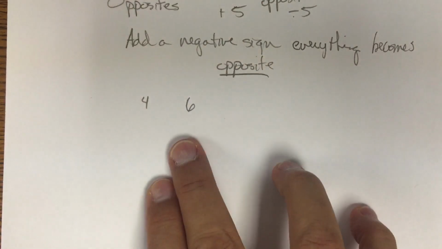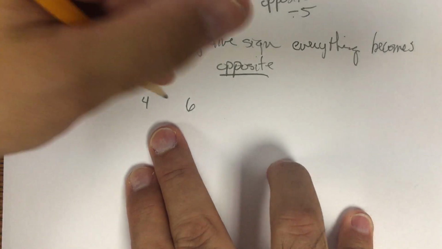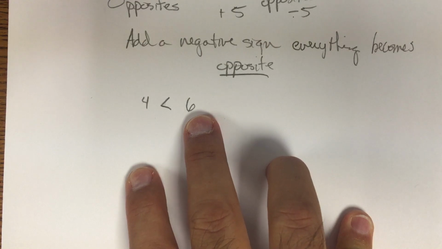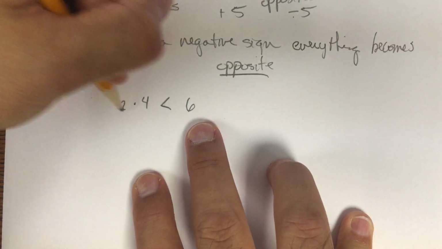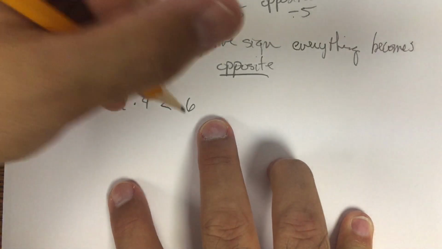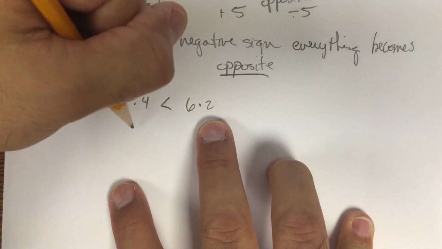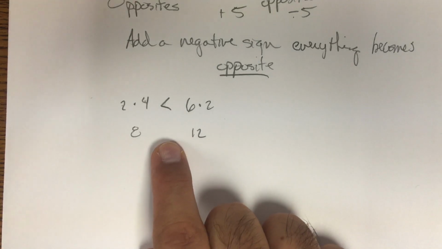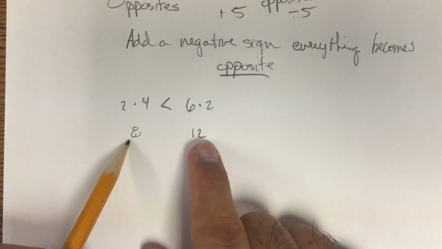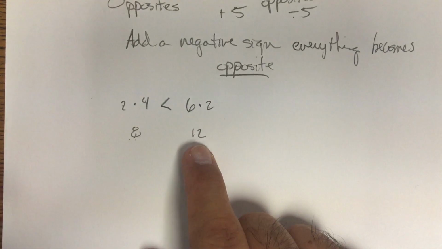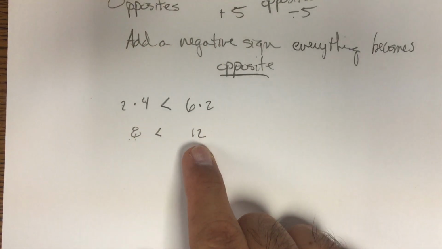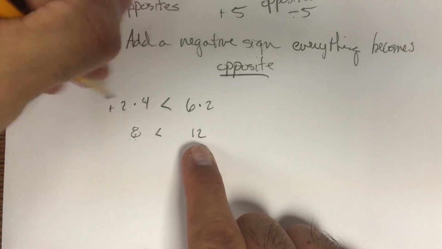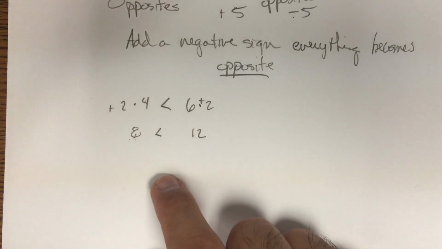Let's go back to this 4 and 6 example. Which one's bigger? 6. The inequality statement is 4 is less than 6. Now, if I multiply this by 2, if I do it on one side, I've got to do it on the other side. 4 times 2 is 8. 6 times 2 is 12. What inequality symbol makes this true? 8 is less than 12. So if we multiply by a positive number, everything's good.